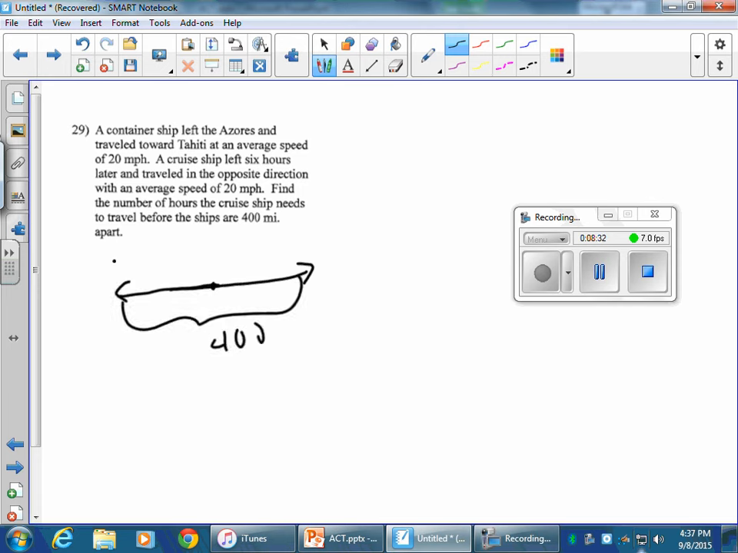So this is going to be the container ship over here, and this is going to be the cruise ship over here. So the container ship is going to travel an average speed of 20 miles per hour. So 20x. The cruise ship is going to leave 6 hours later, and it's still going to go 20 miles per hour. So it's going to be 20, but instead of x, it's going to be x minus 6 because it's traveling for 6 hours less. So my equation is 20x plus 20 times x minus 6 equals 400.